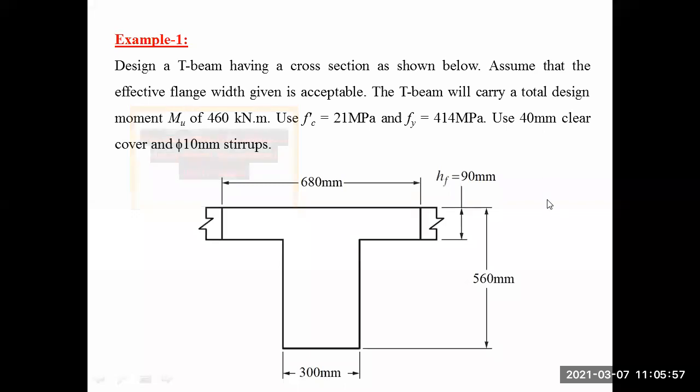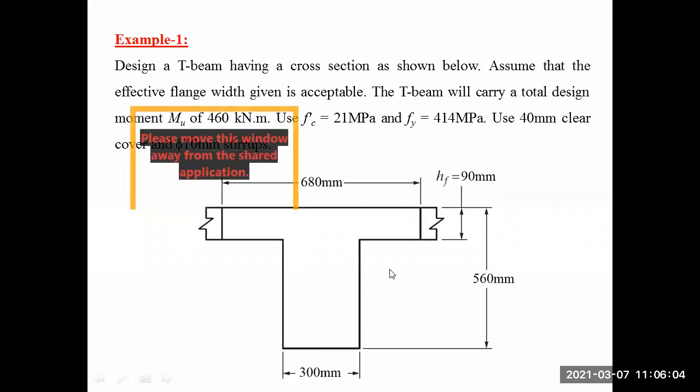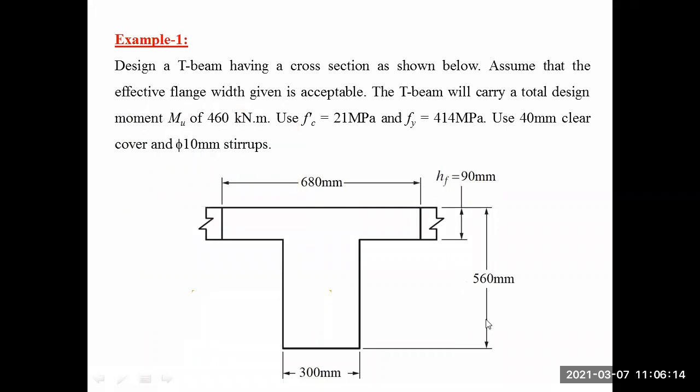So everything is given, the only thing that you need to design for is the flange thickness, the d is given. Now, total depth, 300 is the width of the web. Everything is given, so the only thing that you have to design for this section is As. That's all what you need. Okay?